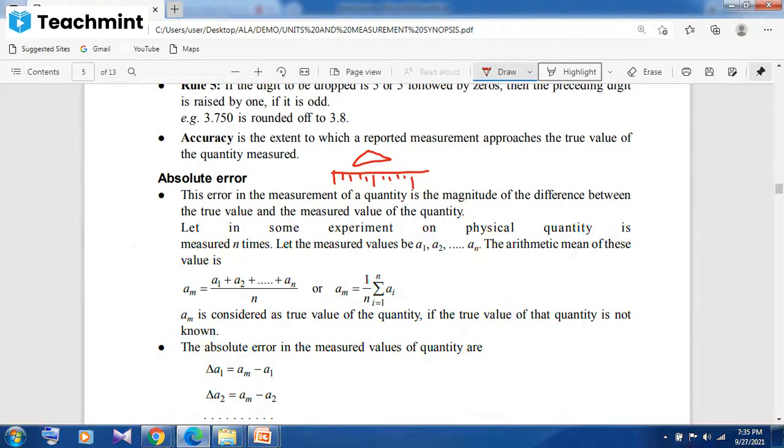So imagine we are having a measurement of some object. If you measure many times and take the mean value, that time the error will be less. So write down this side heading, absolute error. That means we are finding out the errors which are actually contained in a given measurement. So what is absolute error?